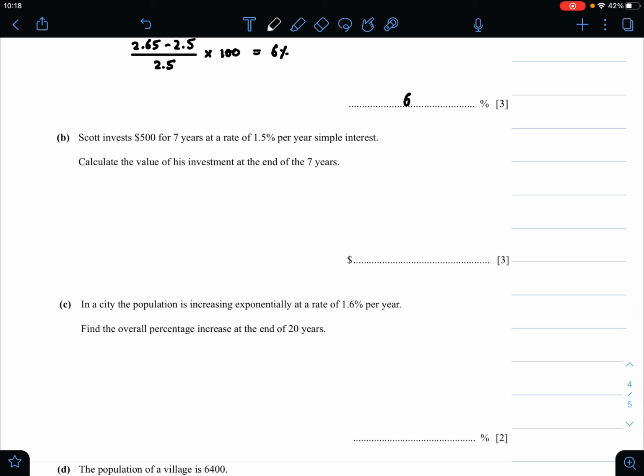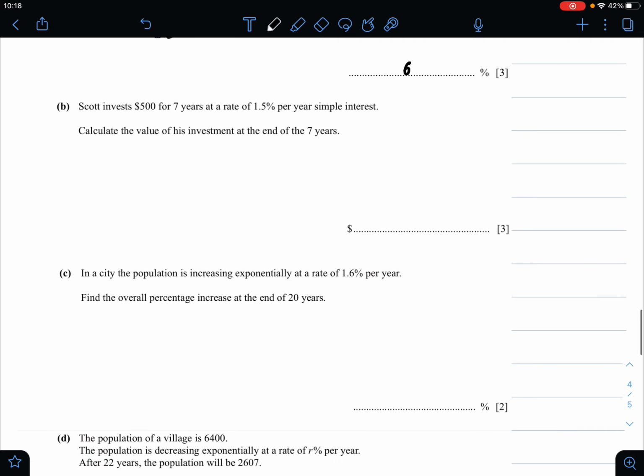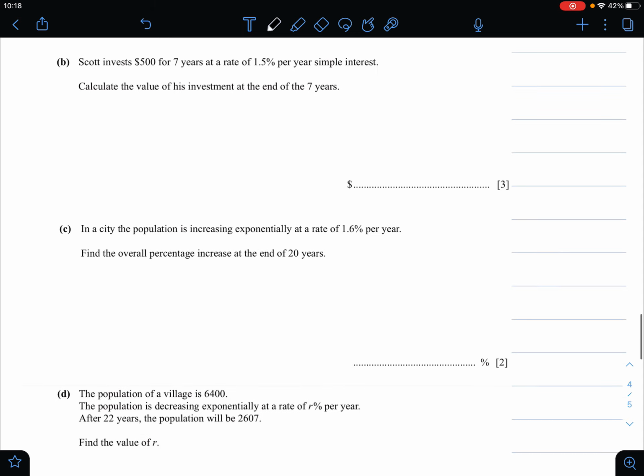So for part B, they are asking you to calculate the value of the investment at the end of 7 years. And this is at simple interest, and they've given you the principal amount, the interest rate, and the number of years. So we can use the formula: the principal amount multiplied by the rate multiplied by the time divided by 100 is equal to the simple interest. And they are asking us to calculate the value of his investment at the end. So we can simply add the amount.